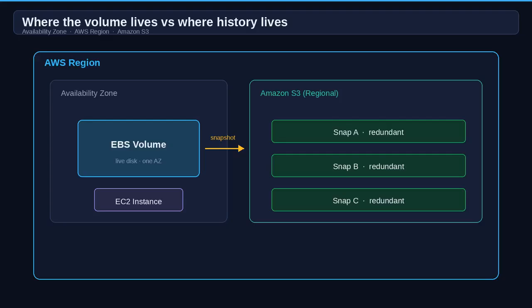So when you take a snapshot, you are not only freezing a moment in time, you are also moving a durable copy of that history out of the single zone that holds the volume. Keep that geography in mind. Every later choice about archive tiers, cross region copies, and sharing builds on it.